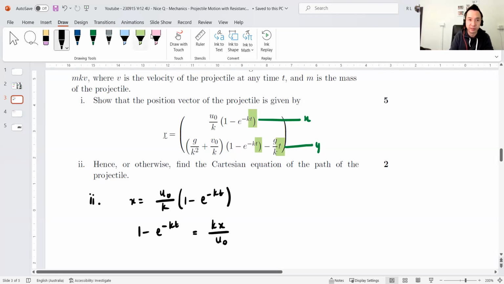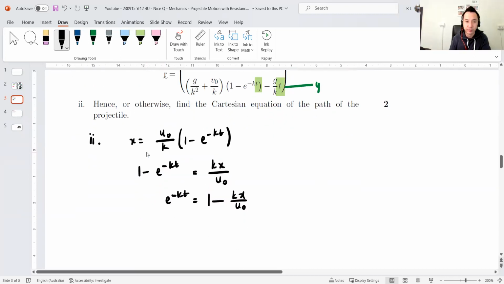Now that's actually quite important because if you look at that, that's the same as this. So I'm going to sub this guy here into that pink bit. I'll do that in a second, but for now, since y equals g, oh sorry, I haven't even made t the subject yet, let me make t the subject here. So e minus kt would equal 1 minus kx on u0. And so therefore, t would be negative 1 on k, ln 1 minus kx on u0.